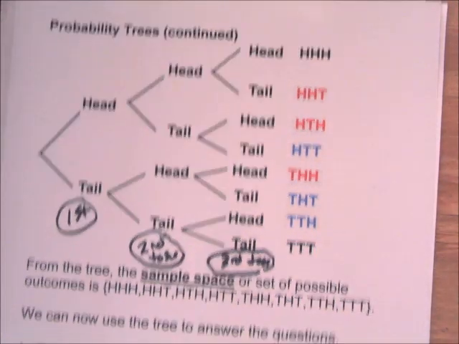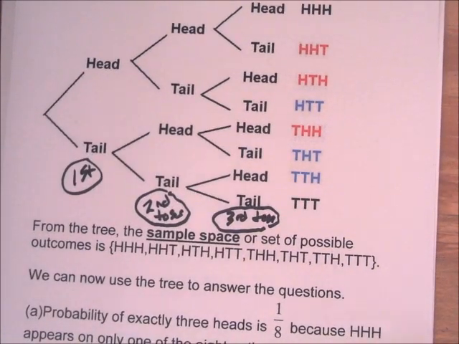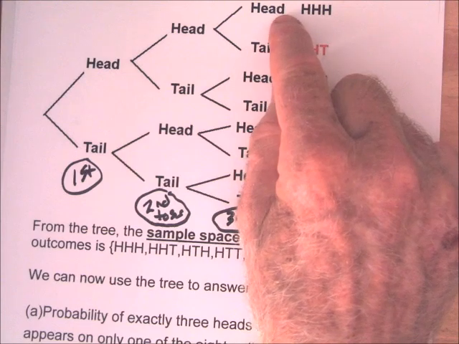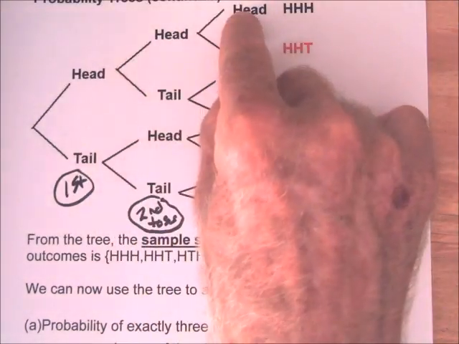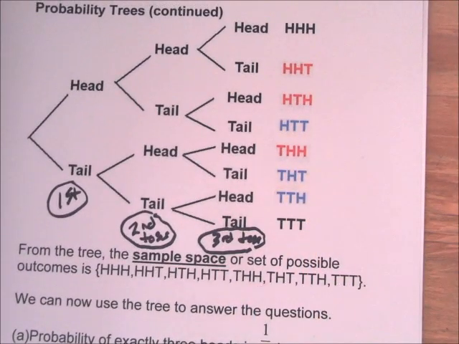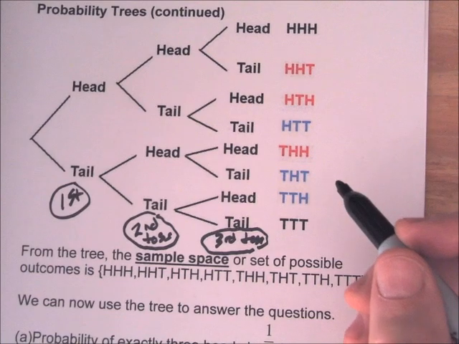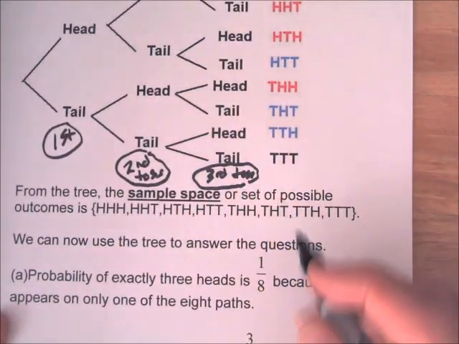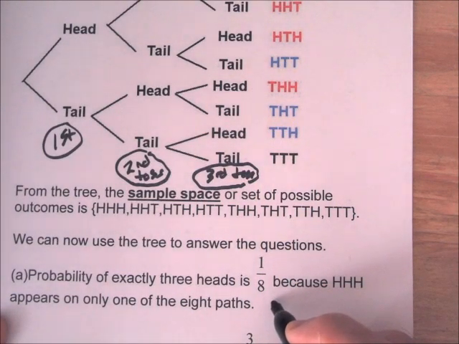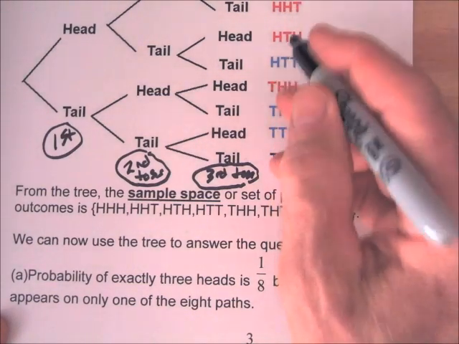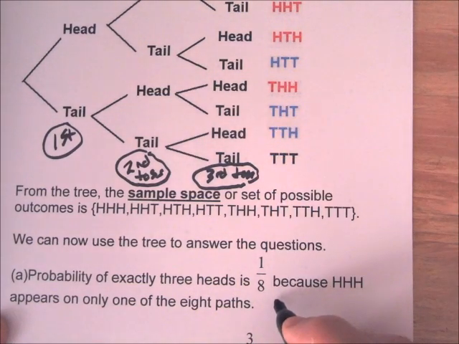The probability of exactly 3 heads, that would be the top path. It's head, head, head is the top path. It's only one path, so it's 1 out of 8. We could do 0.5 times 0.5 times 0.5, or 1/2 times 1/2 times 1/2. But since they're all the same, we can just count the number of paths and divide by 8. So its answer is 1 out of 8.